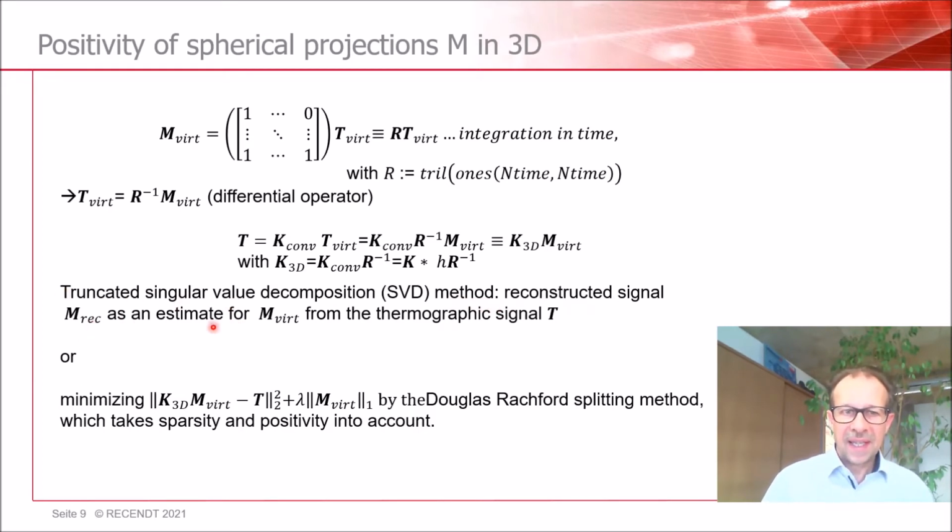And now we have used both the truncated singular value decomposition method, where we reconstructed our signal mrec as an estimate of the m wave from the thermographic signal, but we also have used the so-called Douglas-Rachford splitting method, where we have minimized this term. You see this first term is the data term, where we fit our measured temperature T, and the second term is an L1 term, which introduces sparsity, but also allows us to take the positivity into account.